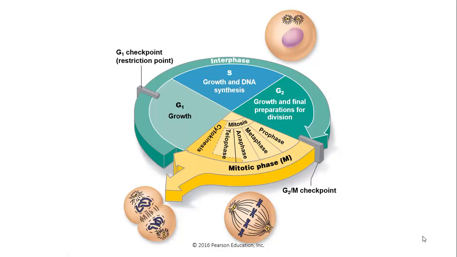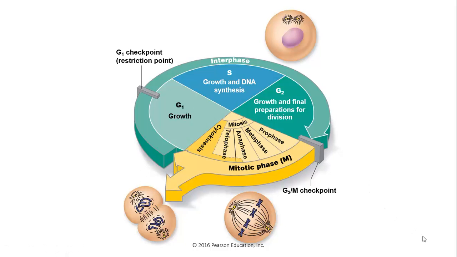Chromatin is uncondensed, okay? So pretty much what that means is that you can't see the chromosomes during interphase. But during prophase, the chromosomes are going to condense. That's one of the first steps of prophase: chromosomes condense, and the nuclear membrane is going to disappear. It's going to break down.